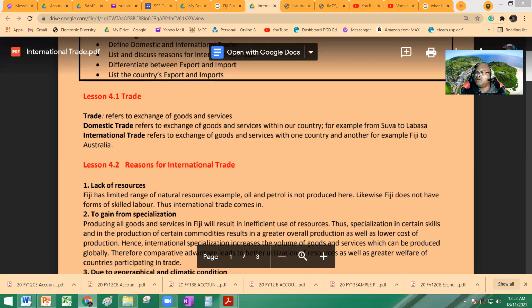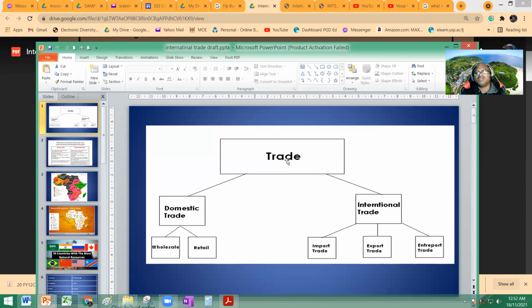So let us bring up a particular chart. We have two, domestic and international. In domestic, we have wholesale and retail. Those are buyers and sellers. They buy and sell, they trade, and then finally it goes to the consumer for their own consumption. In international trade, we have importing, that's buying from overseas, and exporting, selling to overseas countries. So those are the two main items there.